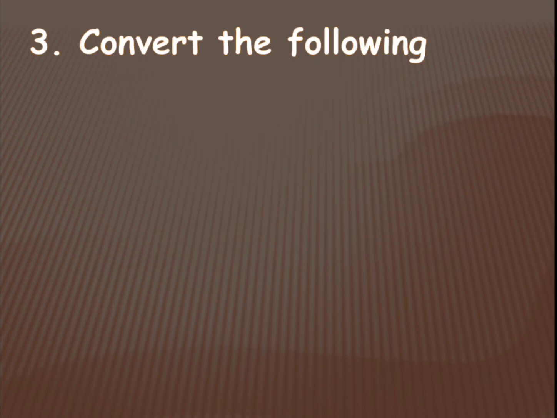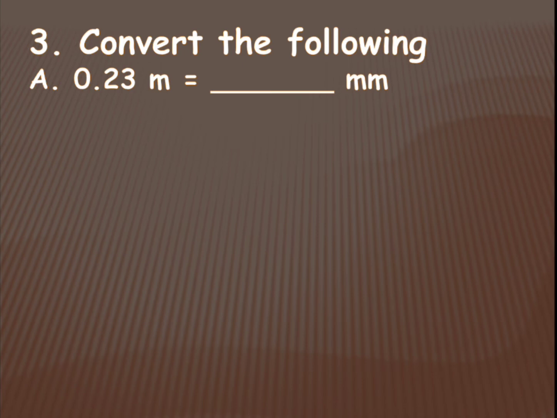Okay, next, now let's see the sums. Convert the following. 0.23 meters is equal to dash millimeters. That means this meters we have to convert into millimeters. How? Meters to millimeters means multiplication. No, children, meters is bigger, millimeters is smaller. That means you need to do the multiplication. So let's do. And with how much? 1 meter is equal to 1000 millimeters. We have just derived, isn't it, children?